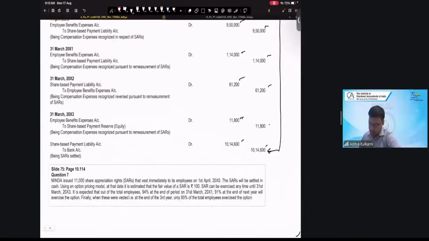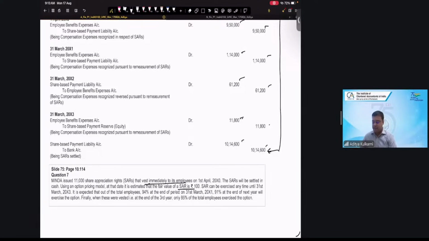All right, similar question. Minda issued 11,000 SARs that vest immediately to its employees on 1st April. The SARs will be settled in cash using an option pricing model. At that date, it is estimated that the fair value of a SAR is rupees 100. A SAR can be exercised anytime until 31st March 20x3.